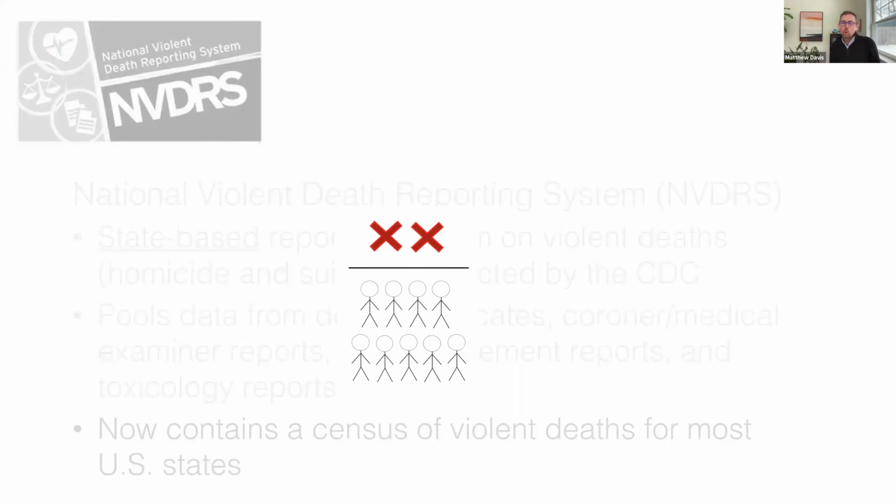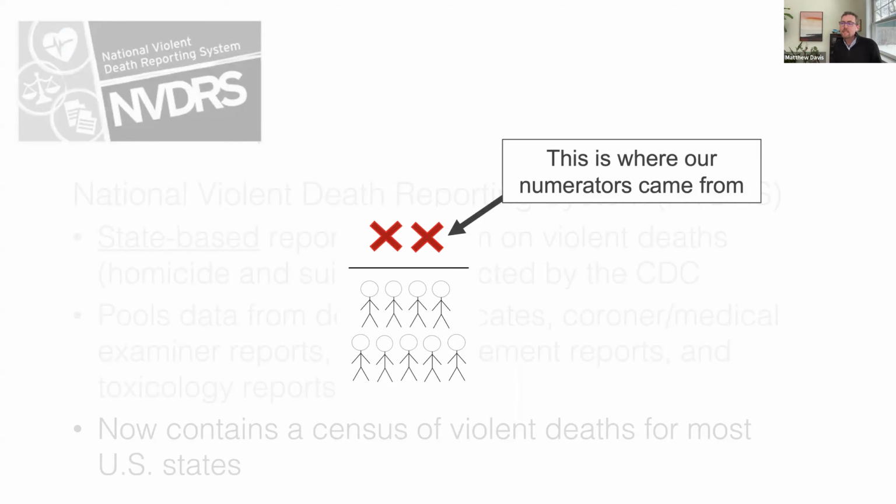Conceptually though, our goal being to estimate suicide risk, which we're calling incidence, this is basically the data set for which our numerators came from because it was a census. So all violent deaths, homicide and or suicide, were contained in this per state per year.